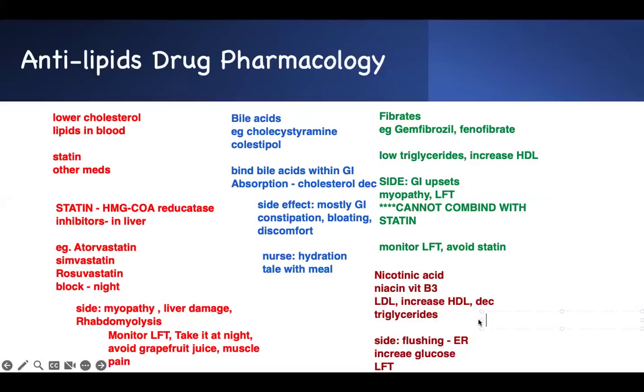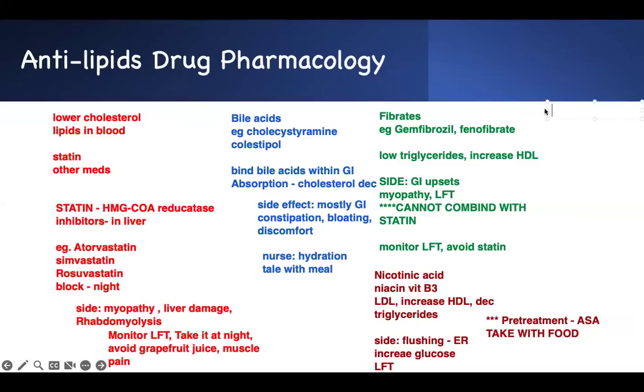There's something you need to know for the next teaching. In order to avoid flushing, you should take pre-treatment with aspirin. Aspirin will decrease the flushing, and then take it with food. Because the major side effect is flushing, you treat the patient with aspirin before they take the medication, and that may help them.